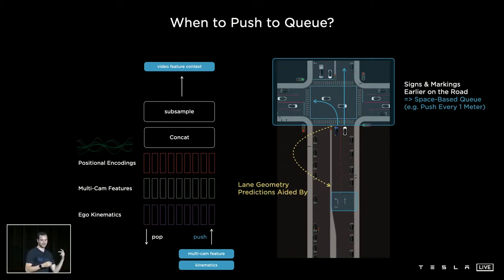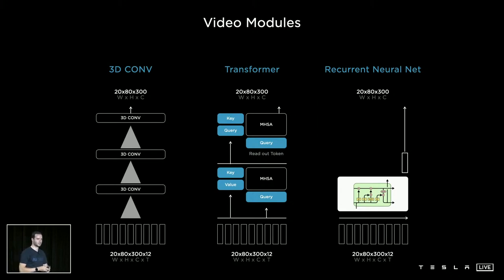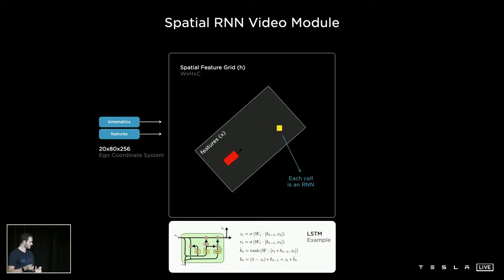And so in this case, we have a time-based queue and a space-based queue to cache our features, and that continues into the video module. Now, for the video module, we looked at a number of possibilities of how to fuse this information temporally. So we looked at three-dimensional convolutions, transformers, axial transformers in an effort to try to make them more efficient, recurrent neural networks of a large number of flavors. But the one that we actually like quite a bit as well, and I want to spend some time on, is a spatial recurrent neural network video module.